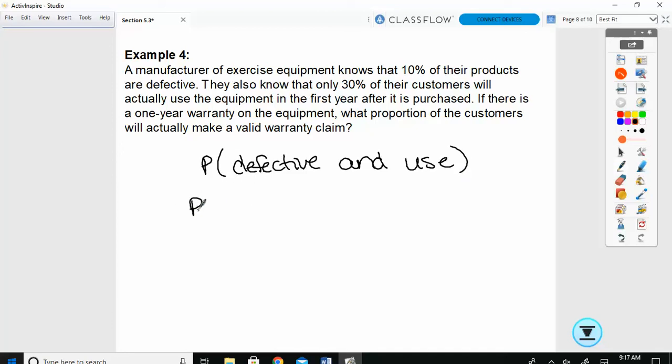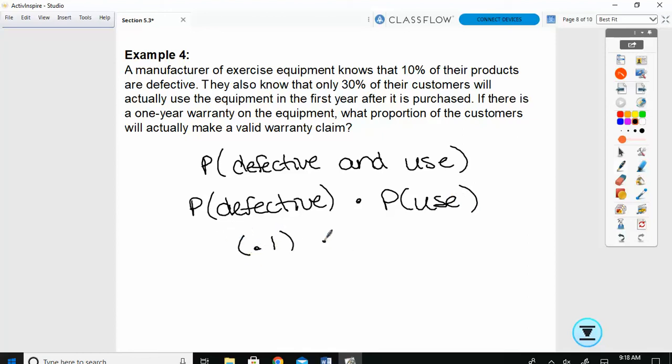So all we have to do is the probability that it's defective, and means multiply, so times the probability that you actually try to use it. So what's the probability of being defective? 0.1. What's the probability you try to use it? 0.3, only 30%. And so you get 0.03. So they are only going to have to replace or have a valid claim 3% of the time.